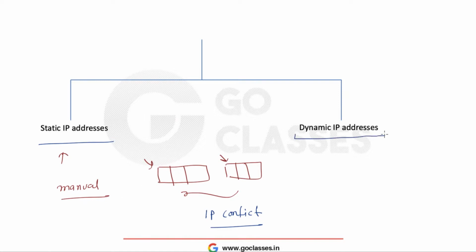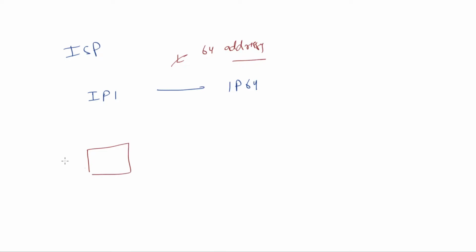So we are looking for dynamic IP addresses, and that is done by the DHCP server. Now what it does: suppose that you are an ISP and you are given some set of IP addresses, let's suppose from IP1 to IP64, or there could be any number of addresses. I'm just assuming you are given 64 addresses. And whenever a computer connects to the internet in your organization, you assign one of these IP addresses to the computer. So this is done by the DHCP.